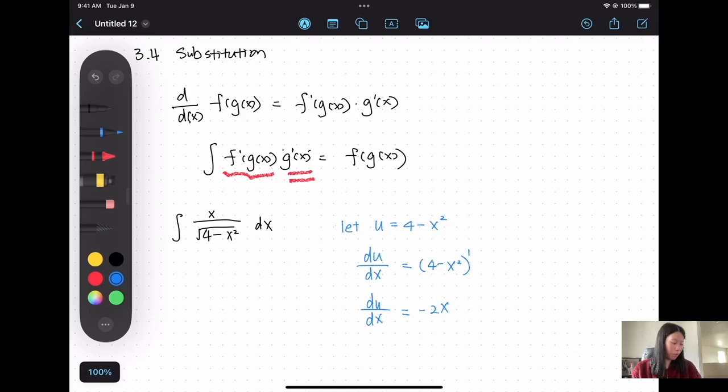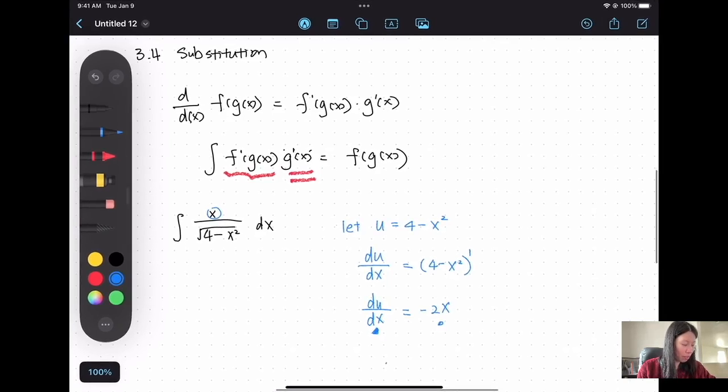Why would I do that? Because you see there's an x and there is an x. This is very close. So that means, okay, we picked the right u. All right. So what we're going to do is we try to figure out dx is equal to what? So we know that du over dx equals negative 2x. So that means we do some function manipulation. We have dx is equal to du divided by negative 2x.